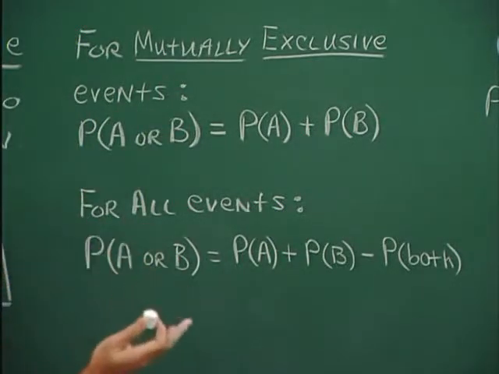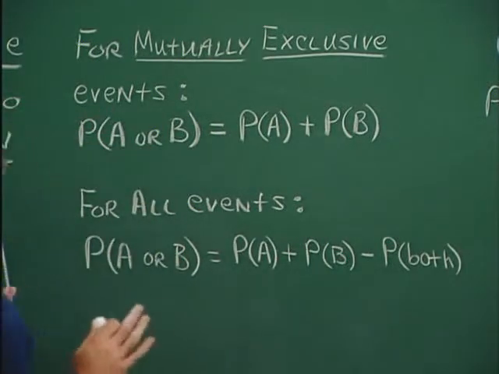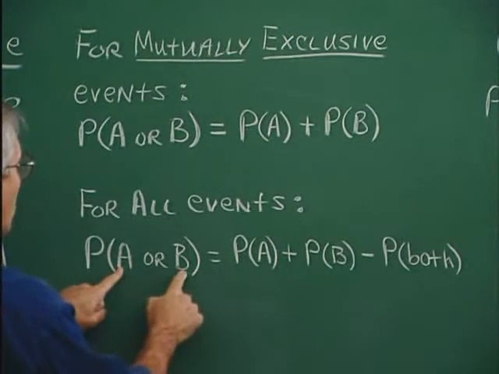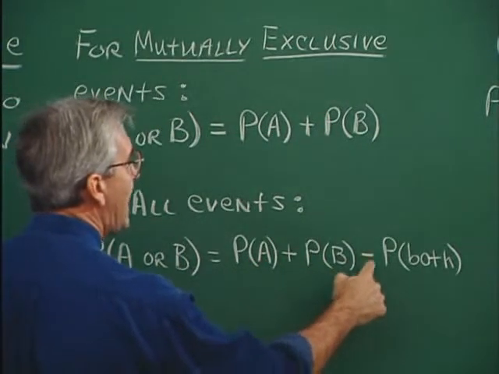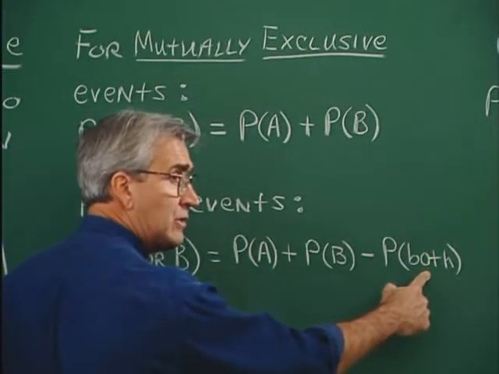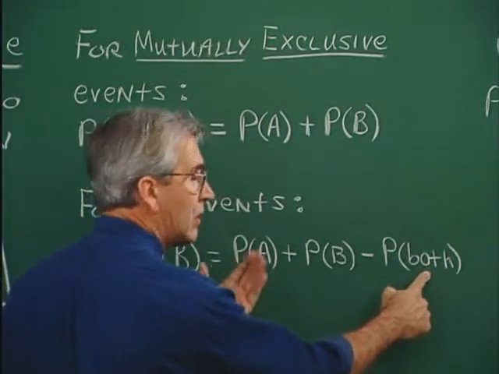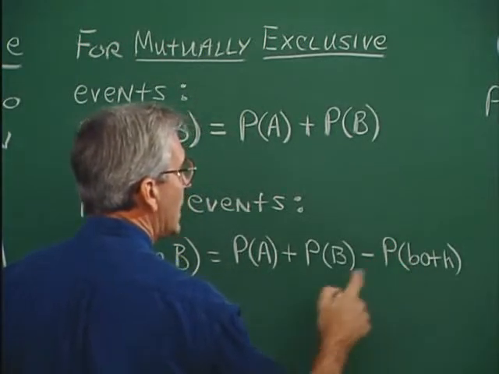Now, for all other events, and in fact, for all events, we could use this idea. The probability of A or B is the probability of A plus the probability of B minus the probability that both things happen at the same time. You see, both can occur at the same time. So we have to subtract out that probability.